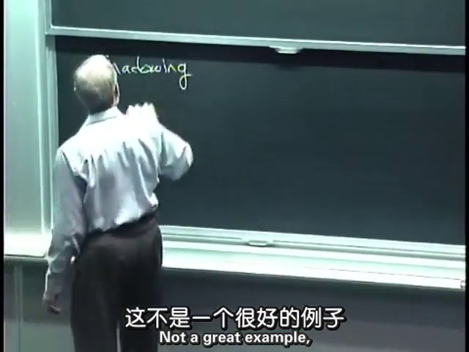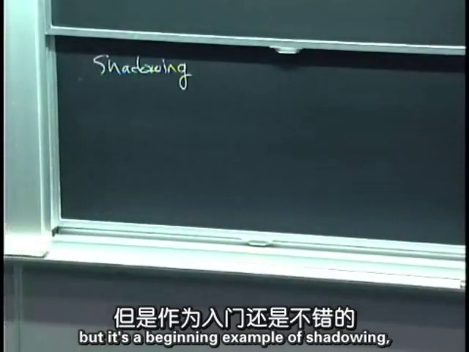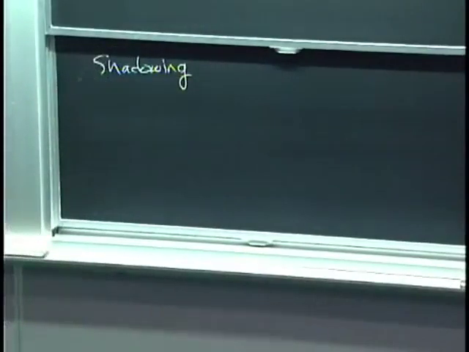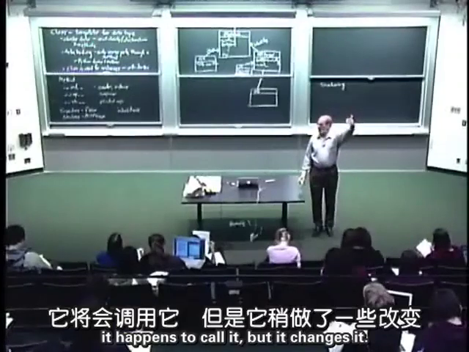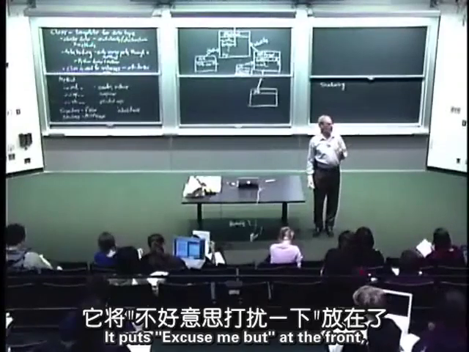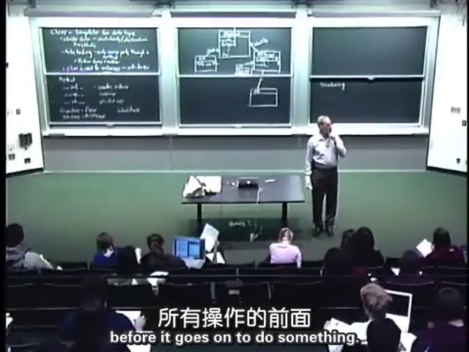It's not a great example, but it's a beginning example of shadowing in that this say method for an undergraduate shadows the base say method. It happens to call it, but it changes it. It puts "excuse me, but" at the front before it goes on to do something.